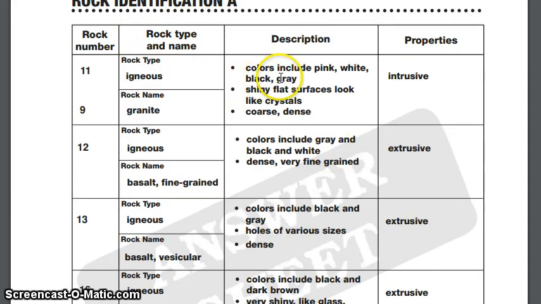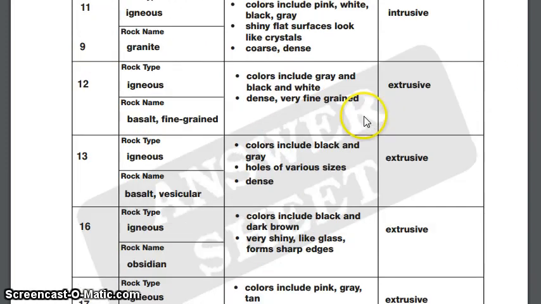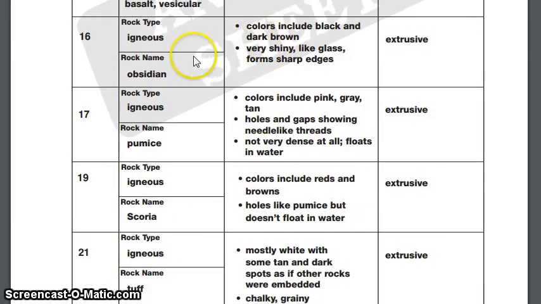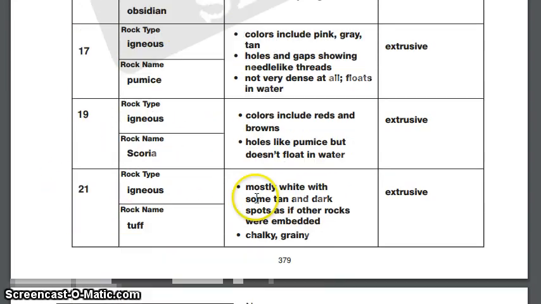Looking at the paper that you had to fill out in class, going over the different types of rocks, we had the different rocks in there. We had rock number 11, which was our granite, and that was our intrusive rock. We had rocks 12 and 13, which were different types of basalt. Some of the groups had rock 12, and some of them only had 13. Then we have obsidian, pumice, scoria, and tuff.